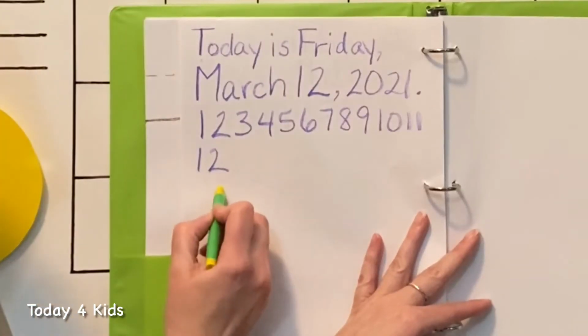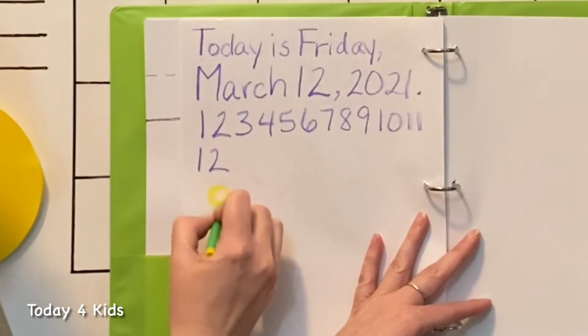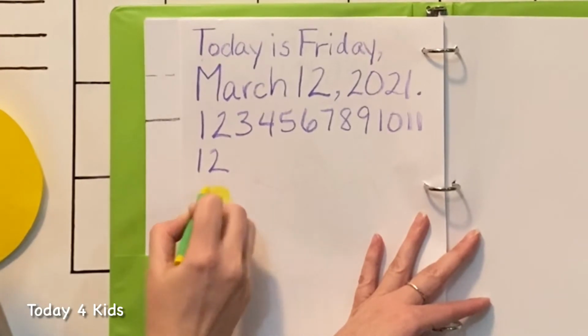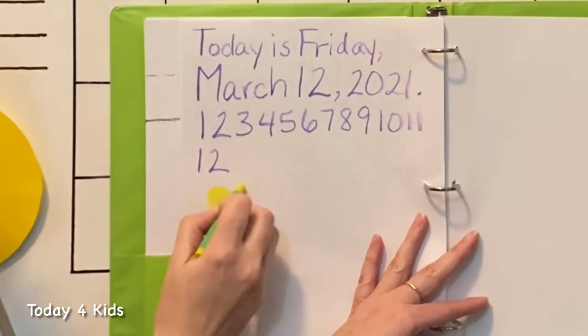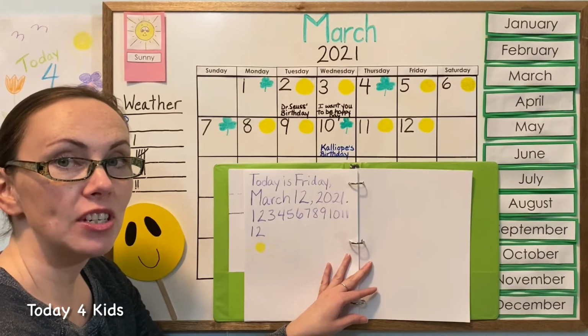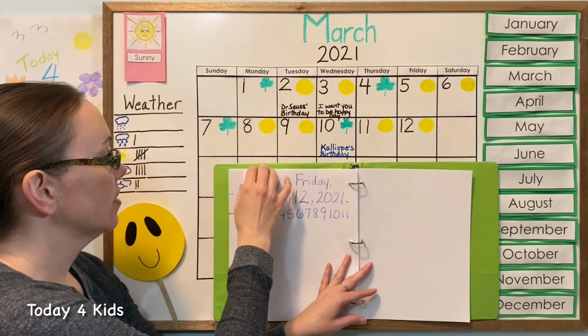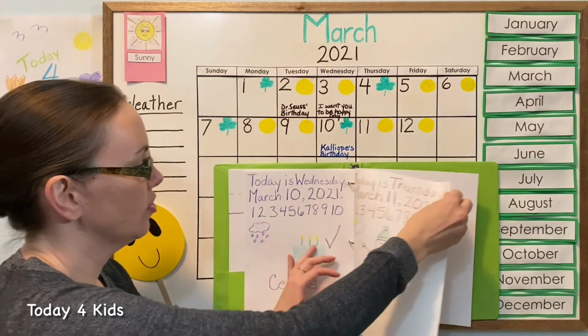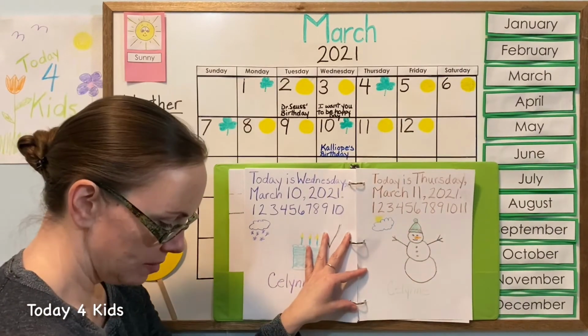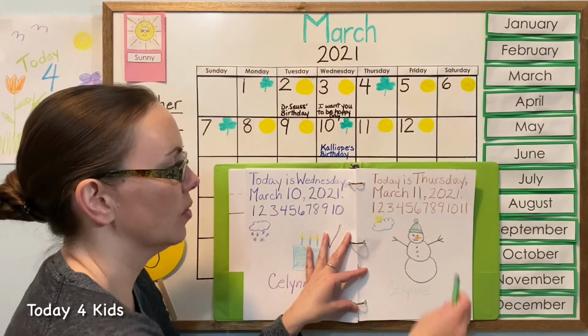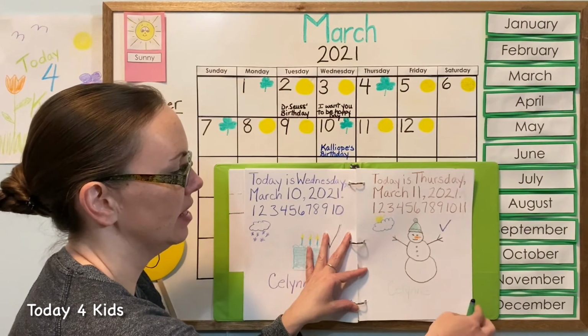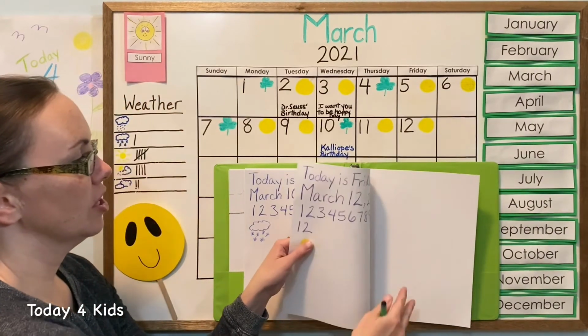So I'll take my yellow crayon and I'm just going to make a sunny sun, nice and bright. And next I'm going to do my activity for the day. So let's turn the page back and let's just see. Yesterday I wanted to make a snowman and I did do that, so I can check that off because I completed that task. I'm going to turn the page back here.